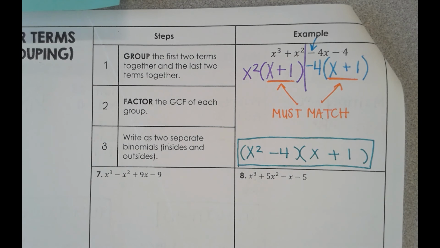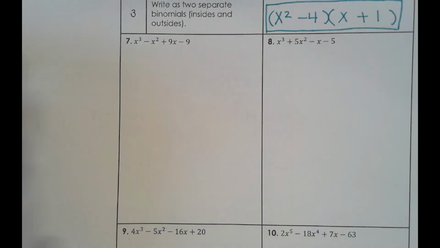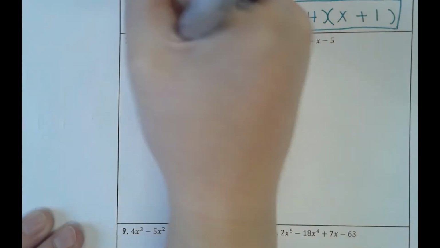So we're going to do a few examples. Any questions so far? All right. Let's look at number 7. Start by drawing a line down the middle.